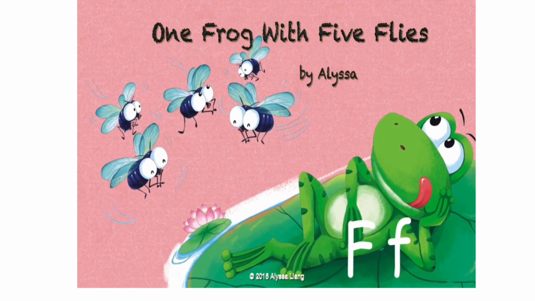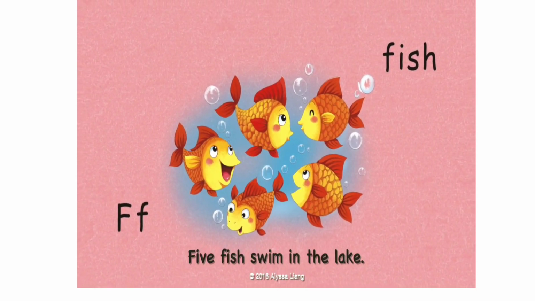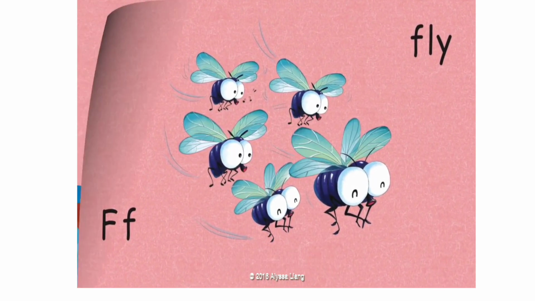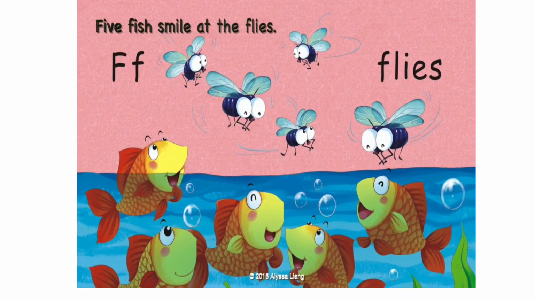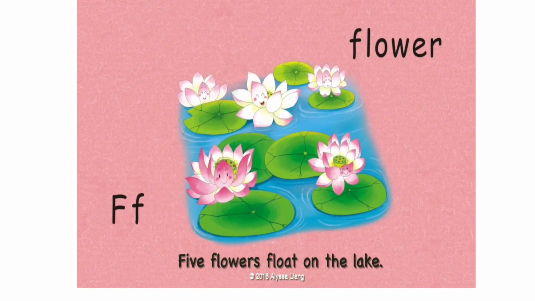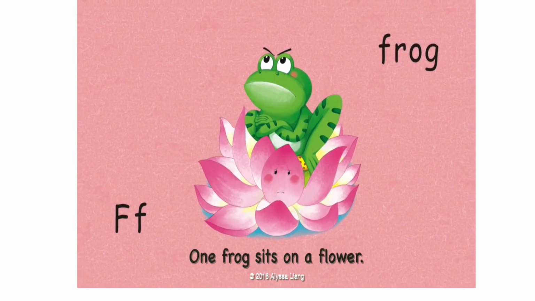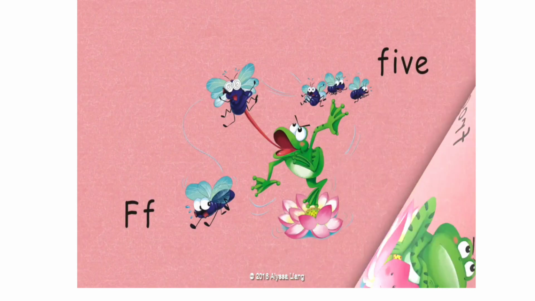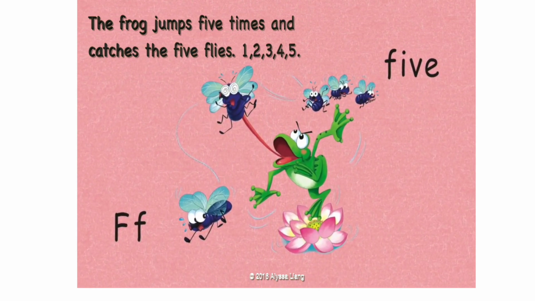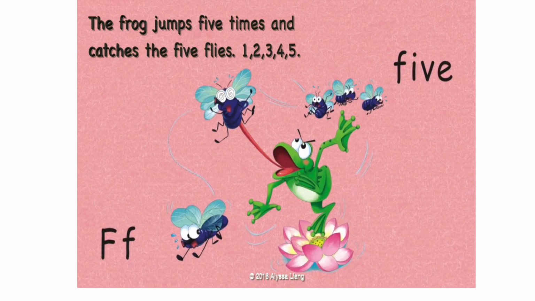One Frog with Five Flies, by Elisa Leong. Five fish swim in the lake. Five flies fly by. Five fish smile at the flies. Five flowers float on the lake. One frog sits on a flower. The frog jumps five times and catches the five flies. One, two, three, four, five.